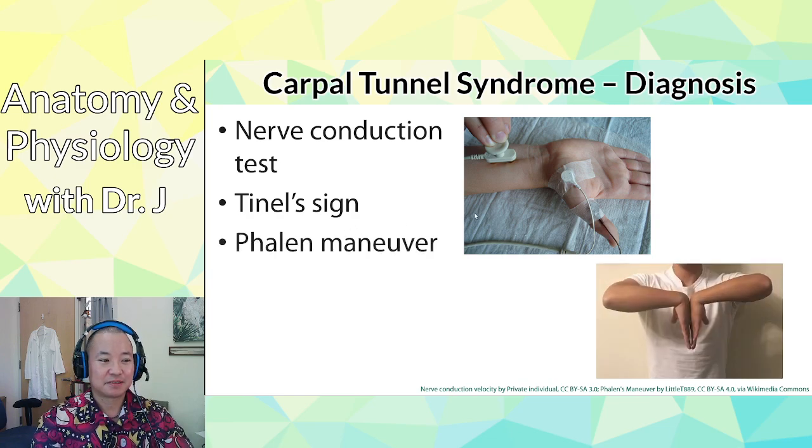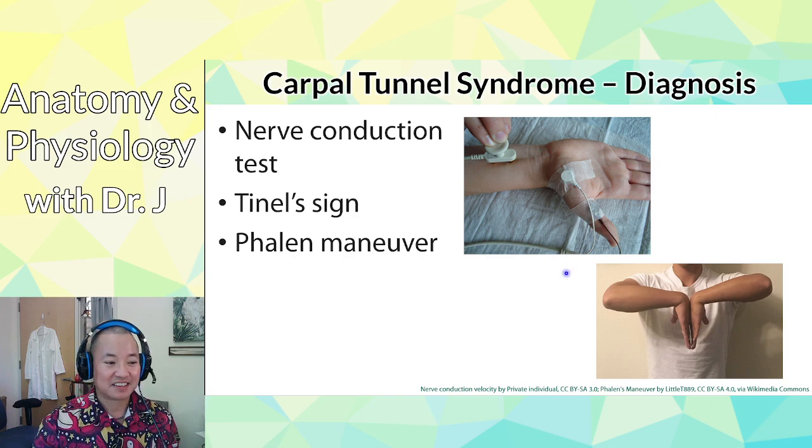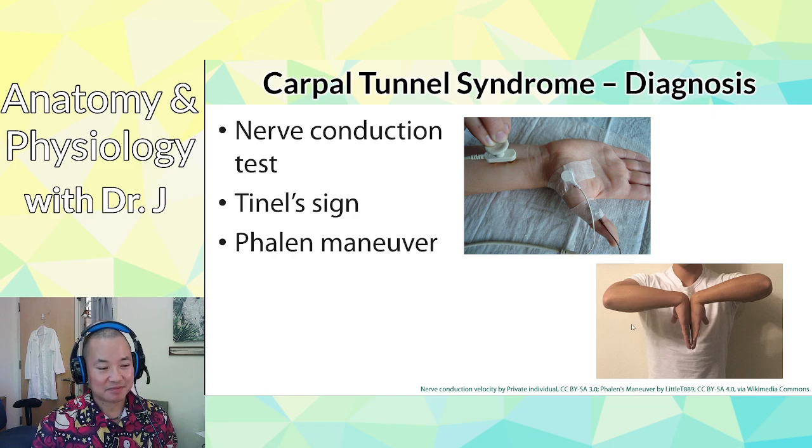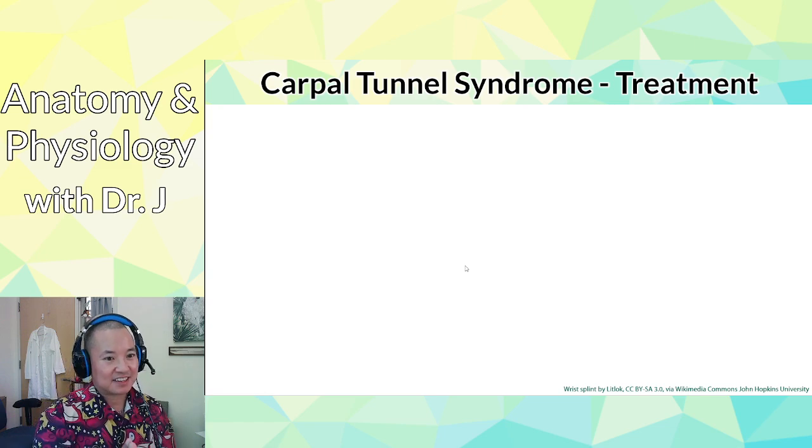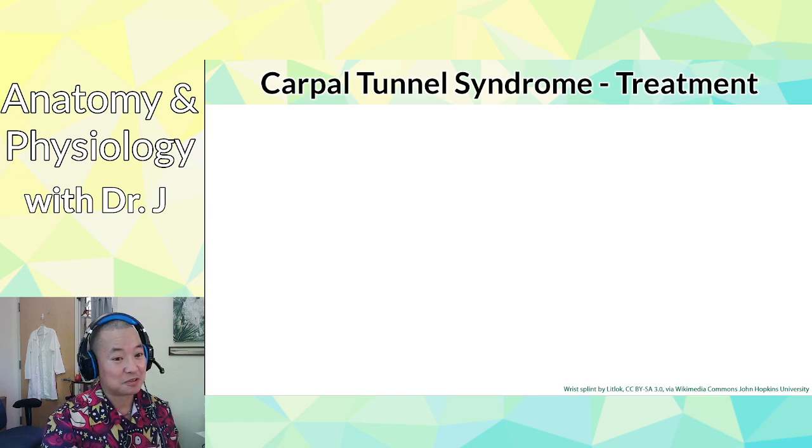There's also the Phelan maneuver and other maneuvers as well, and what they're doing is pretty much bending the wrist right here. And remember that your median nerve is going to run this way, so if you're bending it and putting a kink in it, you're putting a lot of stress and compression on that nerve. If you start getting tingling, numbness, or something after a certain amount of time, that is a positive Phelan maneuver. But again, I can't diagnose you online, so if you think you have that, go to an actual doctor to get diagnosed.